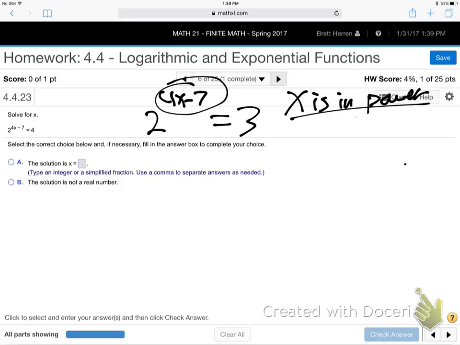Yeah, it's logs. It's logs. Because remember that third property of logs where powers come down? That's why we like logs.